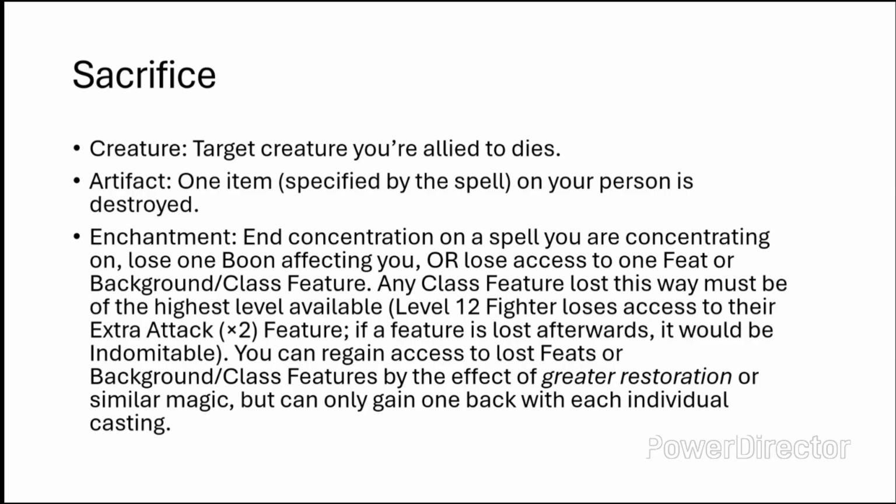For example, a level 12 fighter loses access to their extra attack ×2 feature. They'll still have access to their extra attack, it just goes from an extra attack ×2 to an extra attack ×1. If they've already lost access to extra attack ×2, they will instead lose access to Indomitable. You regain access to lost feats or background or class features by the effect of Greater Restoration or similar magic, but can only gain 1 back with each individual casting.